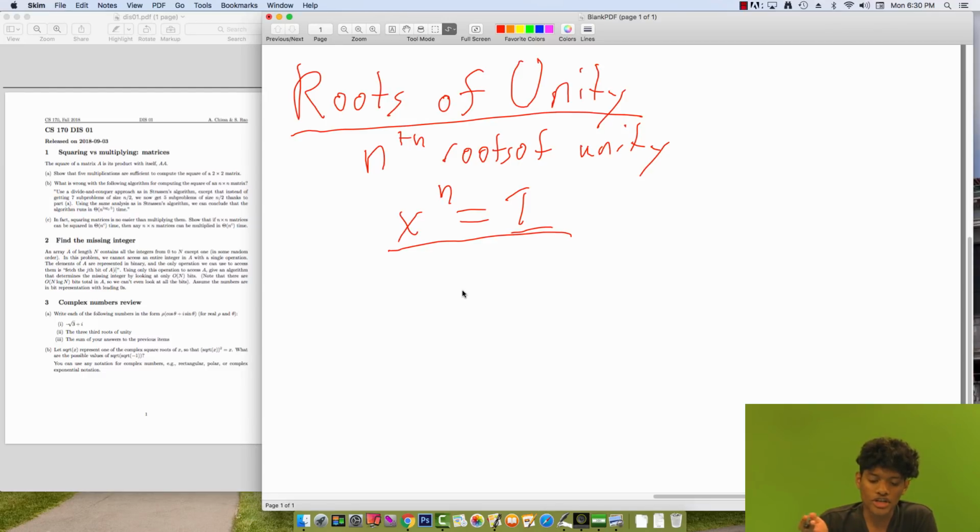So we want to come up with a general expression for the nth roots of unity. And to do this, we're going to remember that trick we learned with complex numbers earlier, where we can write it out in terms of e. So remember that any complex number can be written as e to the i theta. And what we want is that when this is raised to the power of n, it's going to equal 1.